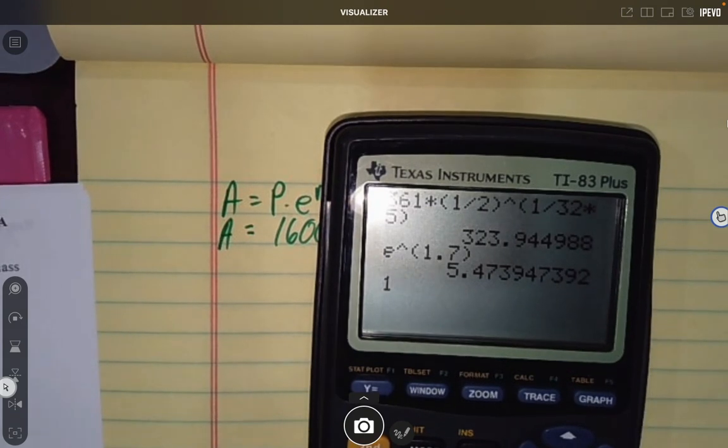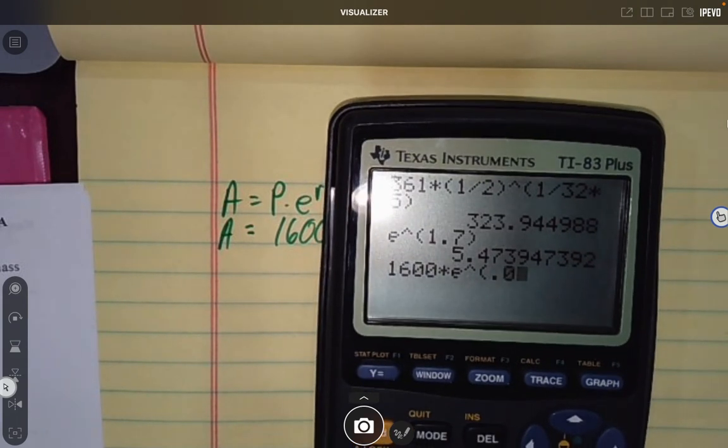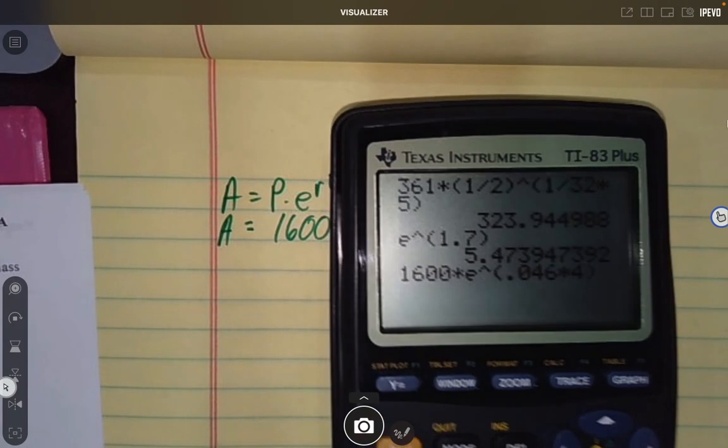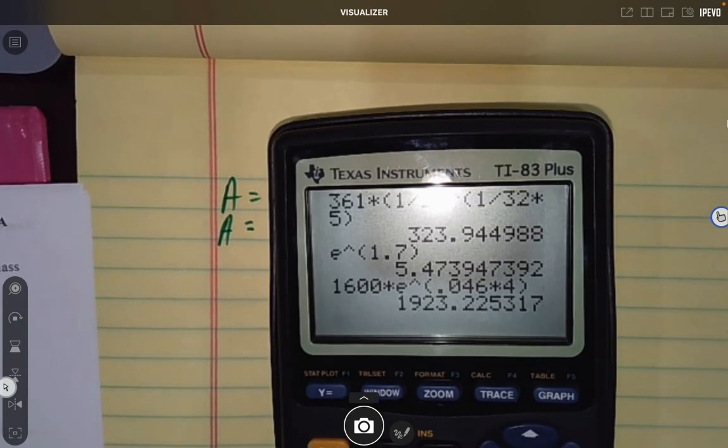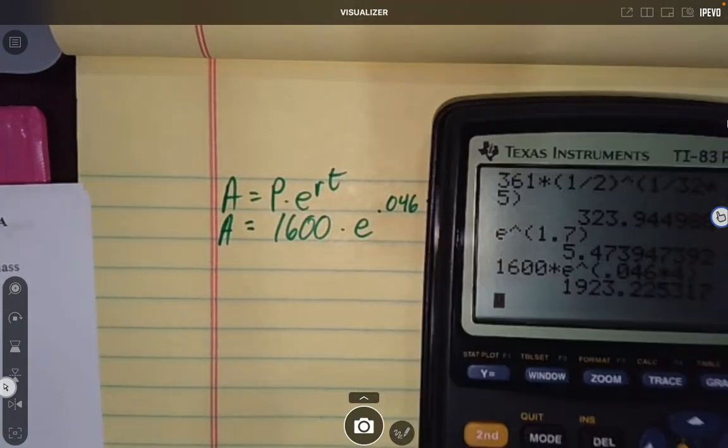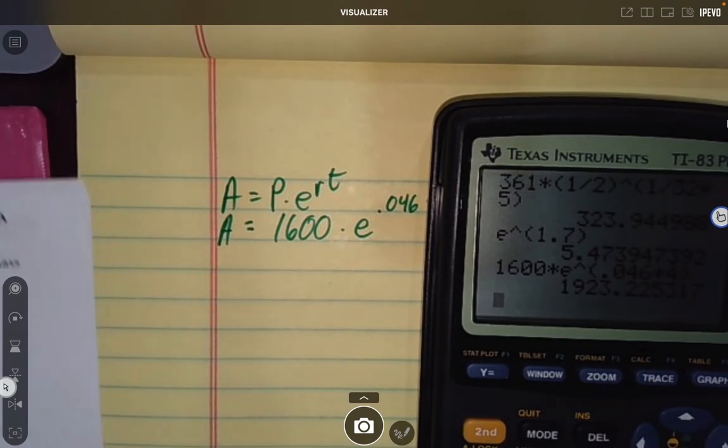So 1600 times E, and then I'm going to do 0.046 times 4. Make sure all that, the 0.046 and the 4, are in the parentheses, or if yours is a newer calculator, all in your exponent. Okay, typing it in matters. When I press enter, I get $1,923.23. Okay? Yes, I will put the formula on the board. 14 is D. There's not one like 15, but can I just show you how we would set that one up? Okay, because you know I'm going to anyway.